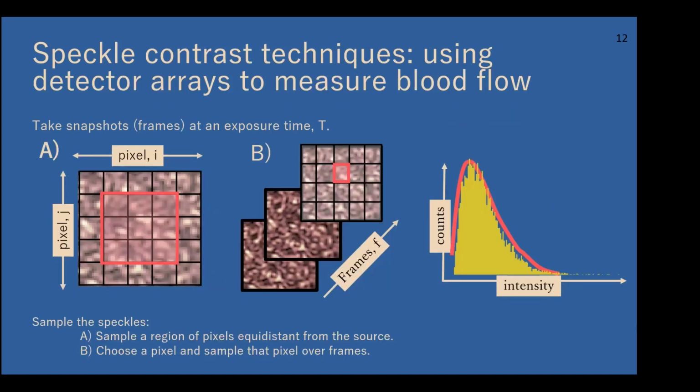Which brings me to the next diffuse optical technique that I want to talk about, which are speckle contrast techniques. These are techniques that use detector arrays to measure blood flow. So what happens in a speckle contrast measurement?